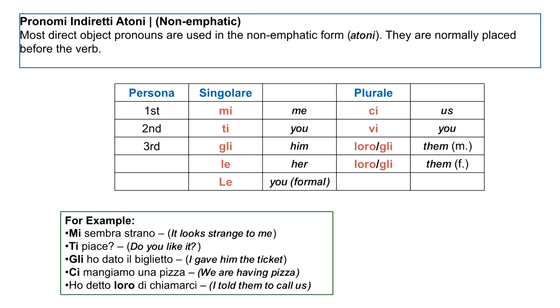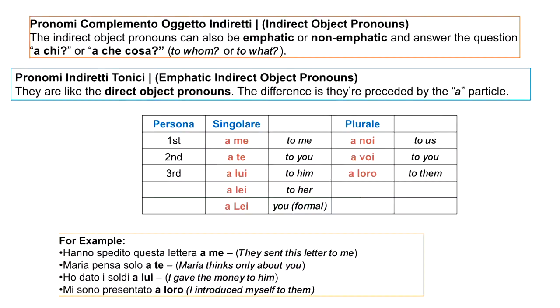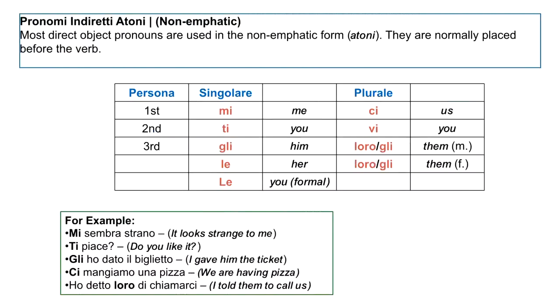The next one, gli ho dato il biglietto. You see, this is a non-emphatic. Emphatic would be ho dato il biglietto a lui. See? Ci mangiamo una pizza. We are having a pizza. We are eating a pizza. Or ho detto loro di chiamarci. All right? So these are the non-emphatic versions.